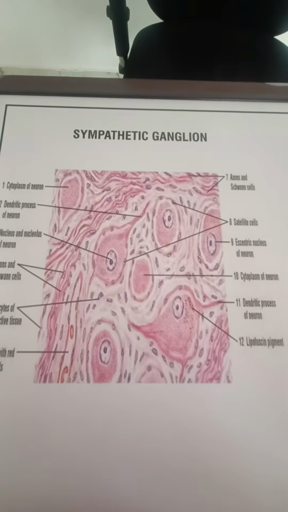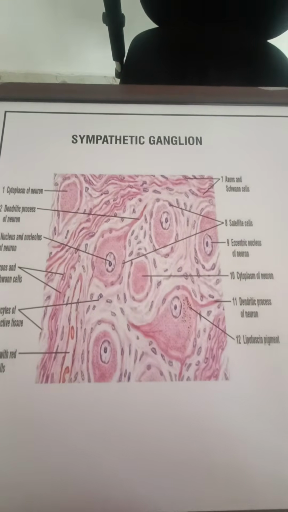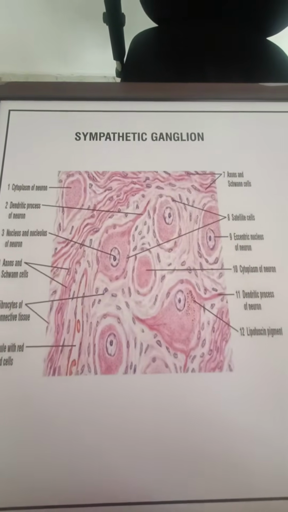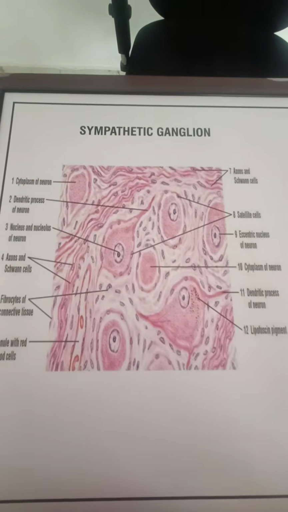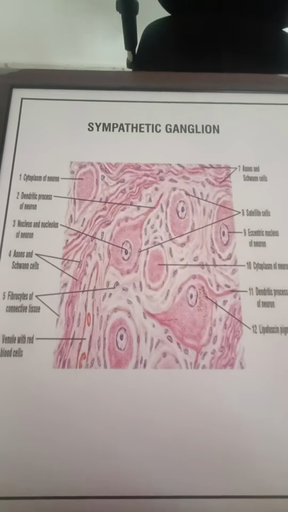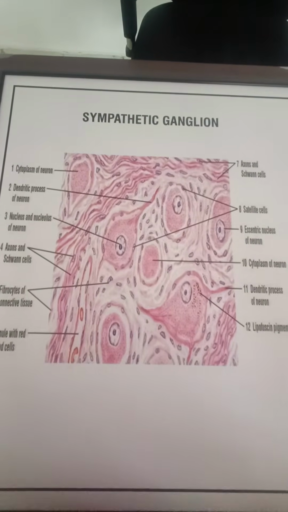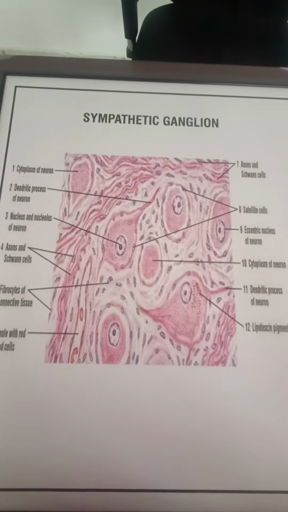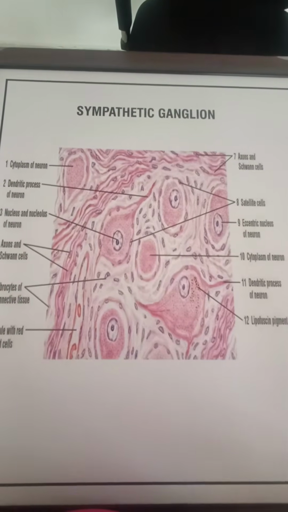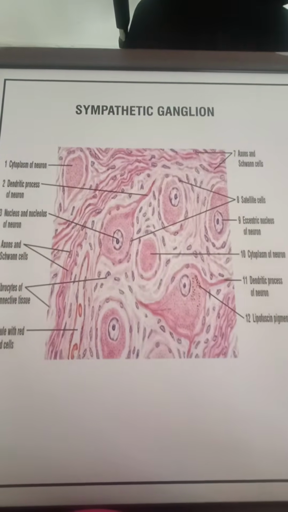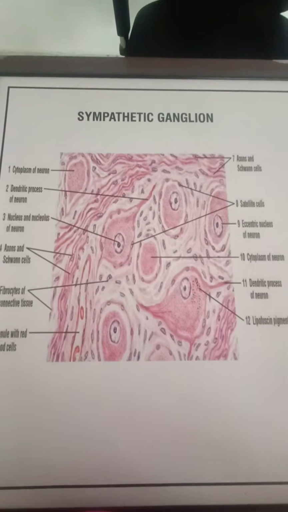Hello everyone, we are going to talk about the sympathetic and the spinal ganglion. Sympathetic ganglion is also known as the autonomic ganglion. So these are small ganglion with thin capsule, whereas the spinal ganglion is just the opposite. It is large ganglion with thick capsule.